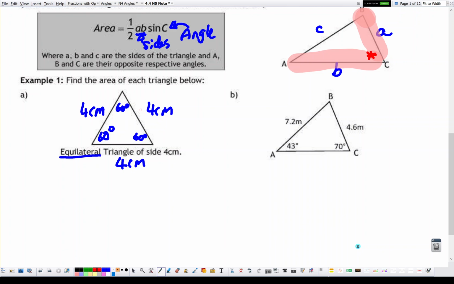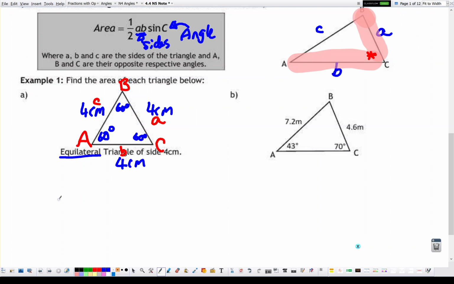What we have to do now is label this properly. In this case, you can start anywhere. Let's go bottom left is going to be capital A, which means that the opposite side is small a. The top corner is going to be capital B, which means the side down here is small b. Bottom right, capital C, means that the side across from it is small c.